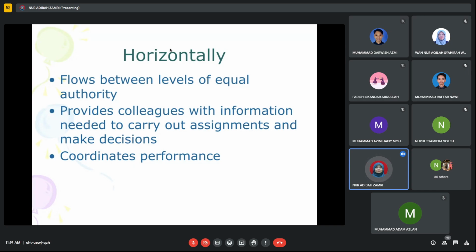And then horizontally flows between levels of equal authority. It provides colleagues with information needed to carry out assignments and make decisions, and coordinates performance. Horizontally is basically straight across. If you want to exchange information from your department to another department at the same level, or you want to provide information to your colleagues by writing a memo. This is the example: writing a memo to share some information, to blast the message. This one we call horizontally.